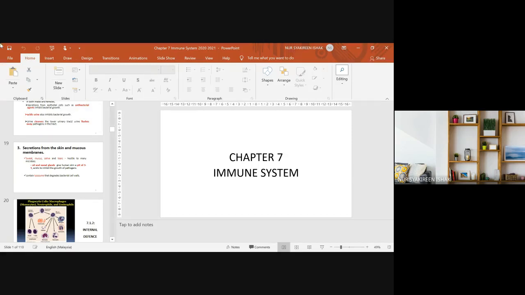For the first line of defense, we call it the external barrier. For example, you have your skin, which is maintained in acidic condition. Then you have, for example, the mucous membrane, and also the secretion from the mucous membrane. An example of secretion is tears. Inside the tears you have lysozyme, which functions to destroy the cell wall of the bacteria.